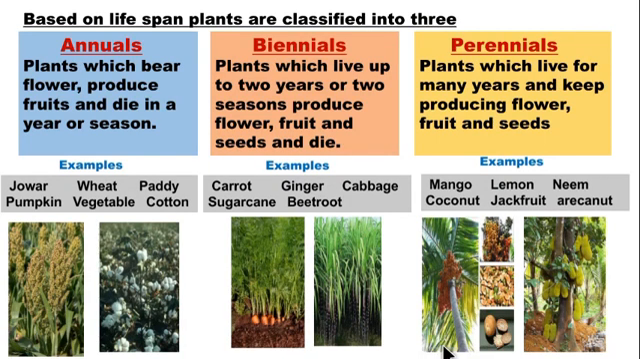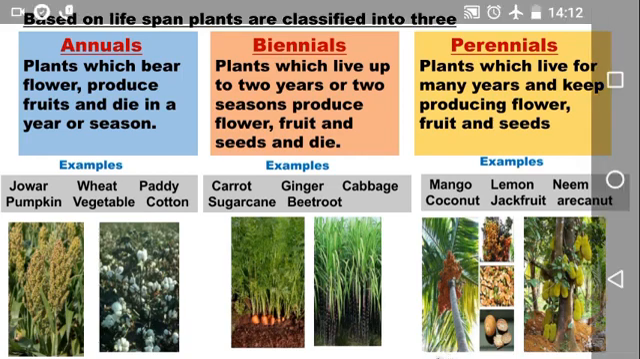Third one is perennials. Plants which live for many years and keep producing flower, fruit and seeds. Those are called perennials. In the case of annual, only 1 year. Biennial, 2 seasons or 2 years. Perennials, many years. Perennial examples: mango tree, lemon, neem, coconut, jackfruit and areca nut, etc. Areca nut is also a type of betel nut, children, and the second picture is jackfruit.